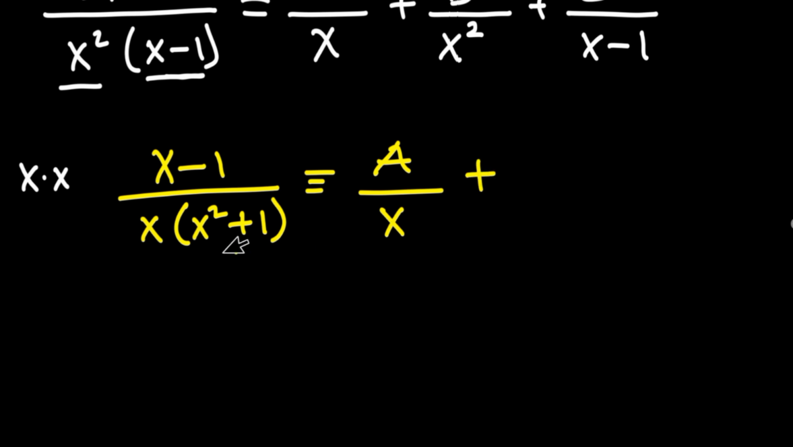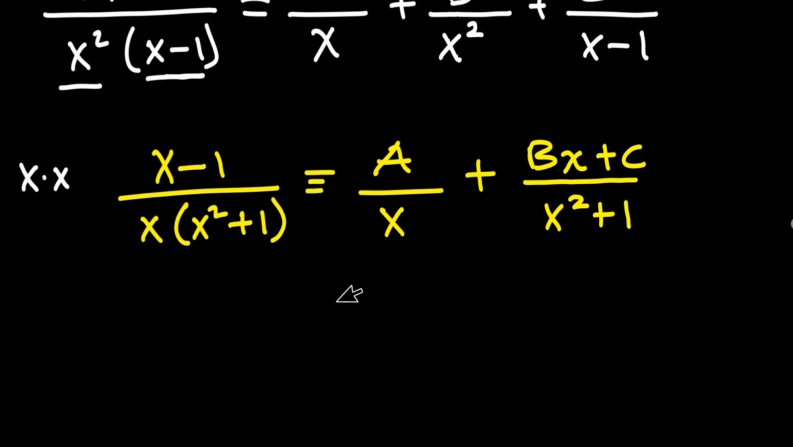Then plus, you notice that inside the parentheses, we have a quadratic factor. But this quadratic factor right here is irreducible. We can never reduce this quadratic factor. It is irreducible. Because the degree of this factor right here is 2, it means that the degree of the numerator of the fraction right here should be 1 less than that, and this is going to be linear. So we're going to have bx plus c, which is linear, then over x squared plus 1.